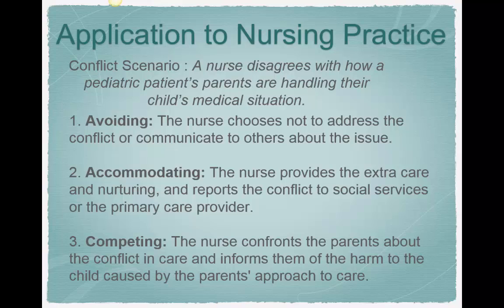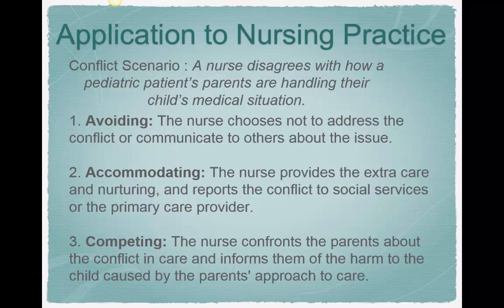long-term outcomes. Number two, accommodating would be if the nurse provides the extra care and nurturing to the child during the hospitalization, but then she does report the conflict to social services or the primary care provider, indicating that there's poor management practices at home for this child's cystic fibrosis.